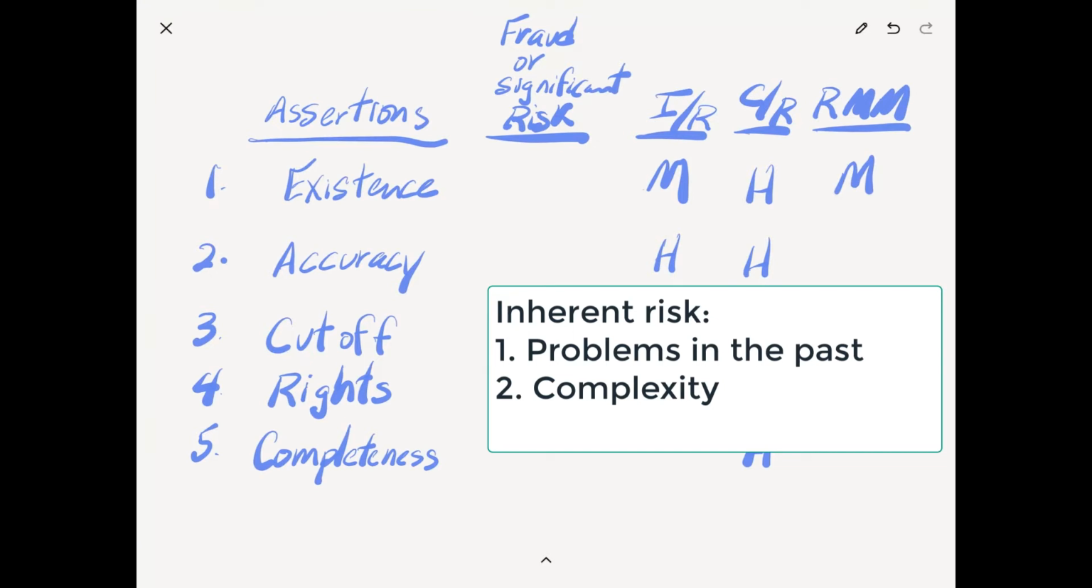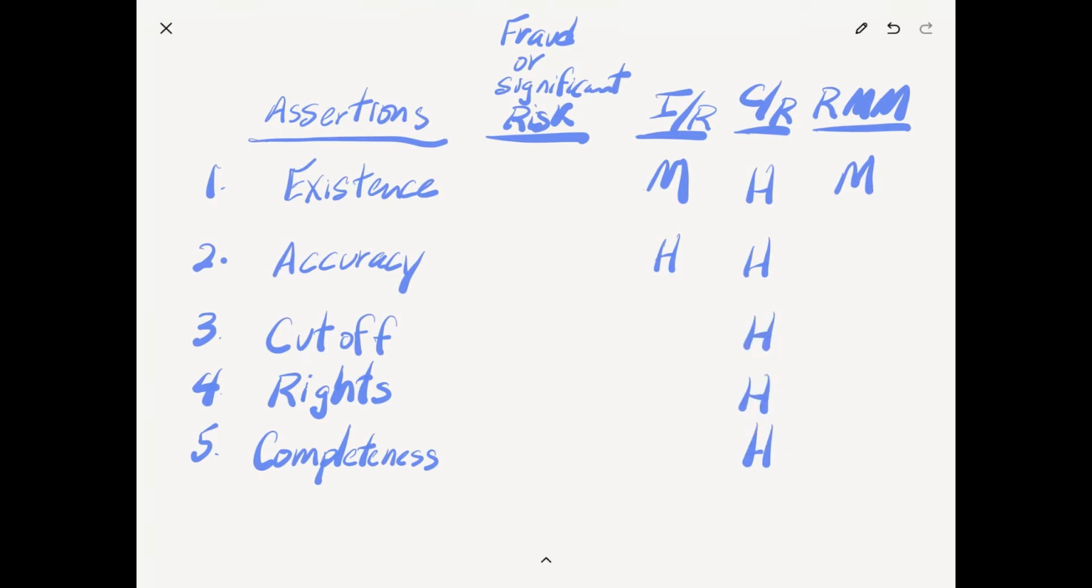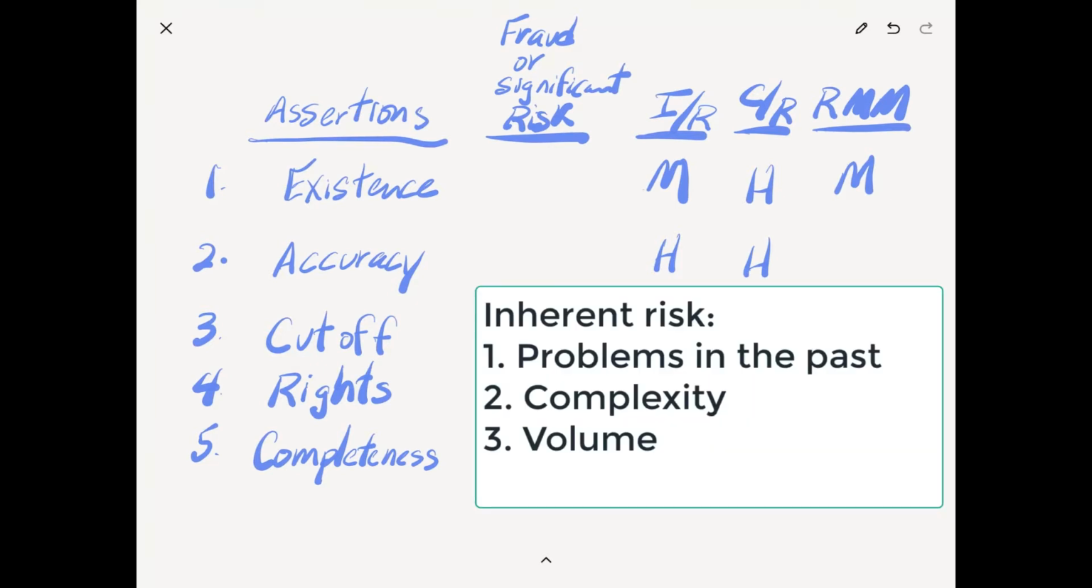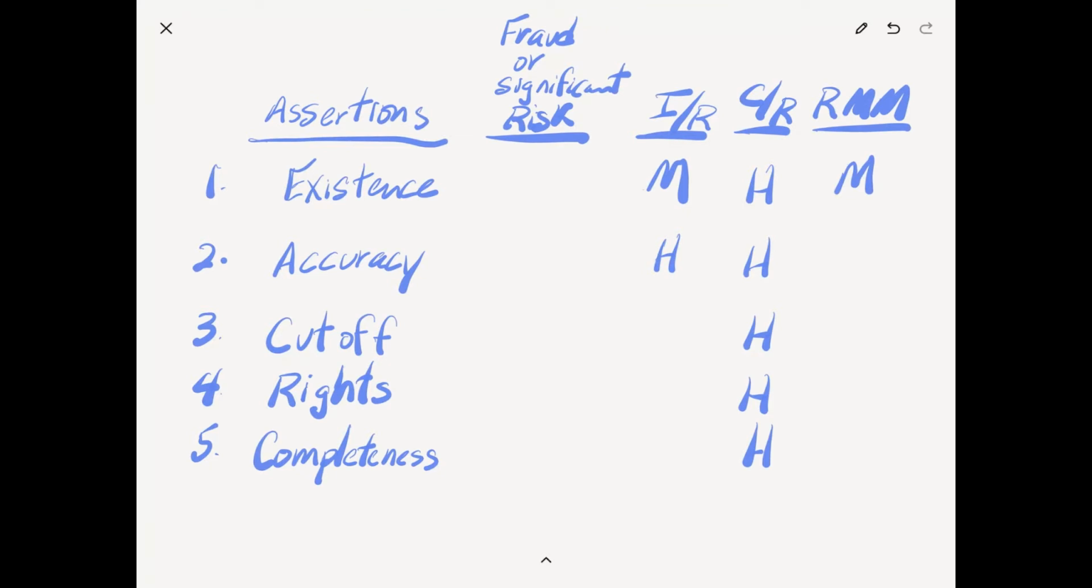So if you're looking at a transaction cycle that has high complexity in relation to a particular assertion, then you're going to go to high on inherent risk. It's also a function of volume. So with cash, almost always you have a real high volume, and if your volume is high, sometimes you need to go to high with your inherent risk because there's so many transactions.